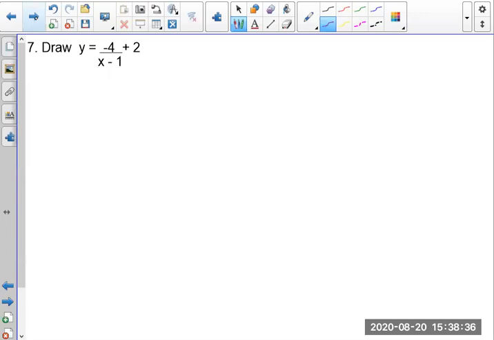Okay, let's do the same for number 7. Draw y equals -4 over x -1 plus 2. First of all, you must know that's a hyperbola. You know that this plus 2 will give you the one asymptote. Oh, okay, let's start with the shape. So the shape, your a value is -4. So your hyperbola is in the second and the fourth quadrants. In other words, the increasing one.